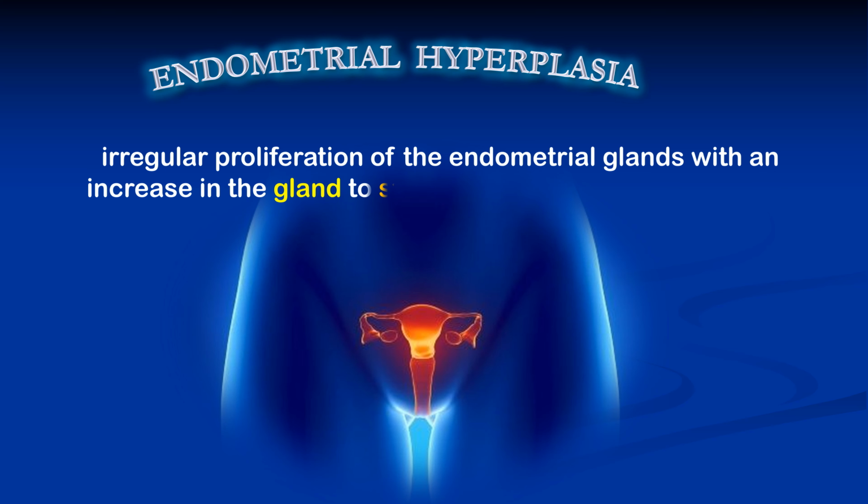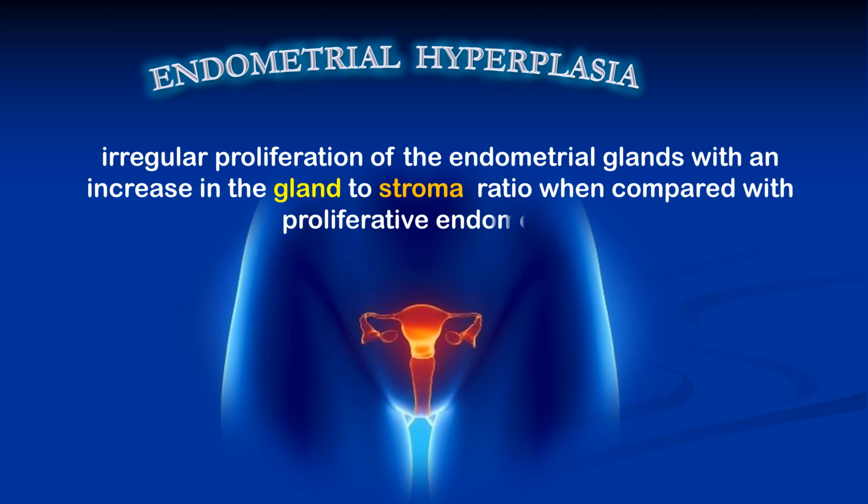So what is the definition of endometrial hyperplasia? Endometrial hyperplasia can be defined as irregular proliferation of endometrial glands with an increase in the gland to stroma ratio when compared with proliferative endometrium.